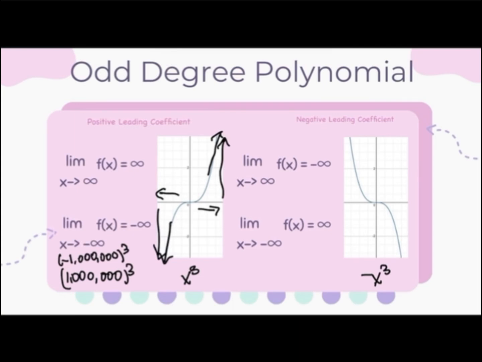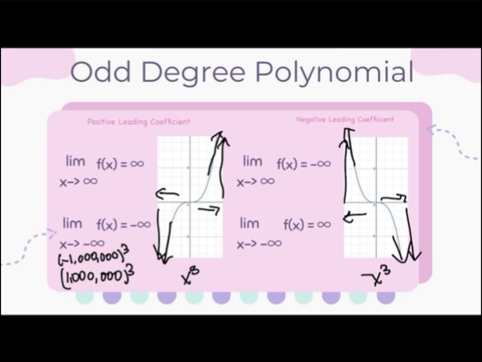On the right side here, we have an odd degree polynomial with a negative leading coefficient, negative x cubed. For this one, as the limit of x approaches infinity, f of x approaches negative infinity, because as x gets bigger, f of x gets more negative and bigger. So it's towards negative infinity. And when x approaches negative infinity this way, f of x approaches positive infinity and gets bigger.